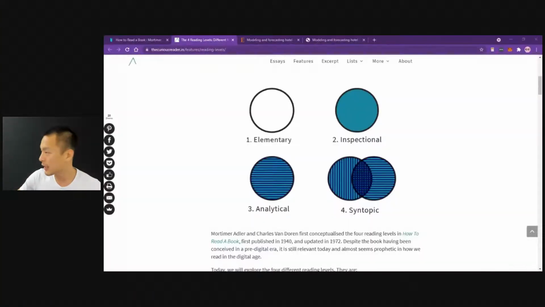But fortunately, you're now talking to me. So I'm trying to convey to you the other 3 levels of reading that will help you a lot in your reading skills. The second level of reading is inspectional. Some of you might know this level of reading as skim reading, SKIM, but it's actually more nuanced than that. It's actually more important than that.